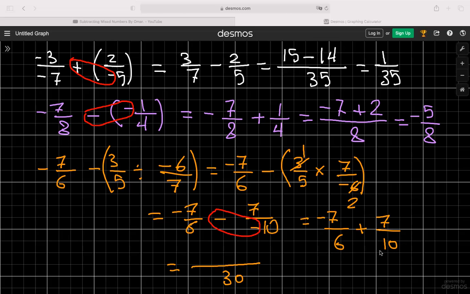6 still doesn't go into it. The next multiple of 10 after 20 is 30. Yes, 6 goes into 30, so that's my least common denominator. So from here, the way I do common denominator, I go 30 divided by 6 is 5. So 5 is what I multiply to the -7.